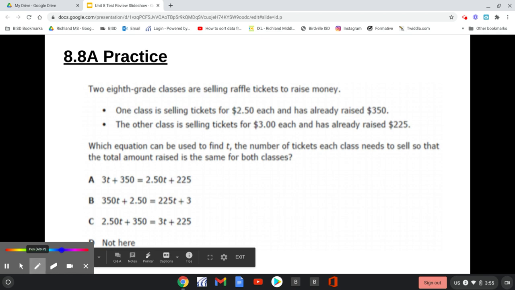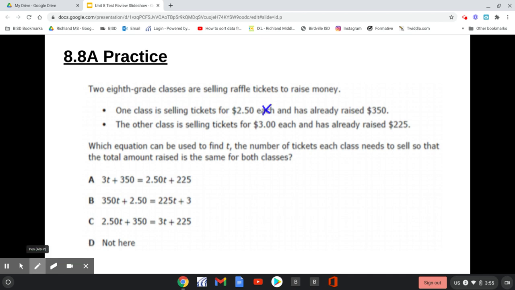So this is 8.8a, and we have two 8th grade classes that are selling raffle tickets to raise money. One class, and I'm going to write this as we go, is selling tickets for $2.50 each. So there's our X, and has already raised $350. Since they start with $350, that is our B. The other class is selling tickets for $3 each. There's our word, each, and has already raised $225. That's their B. So let's write this out.